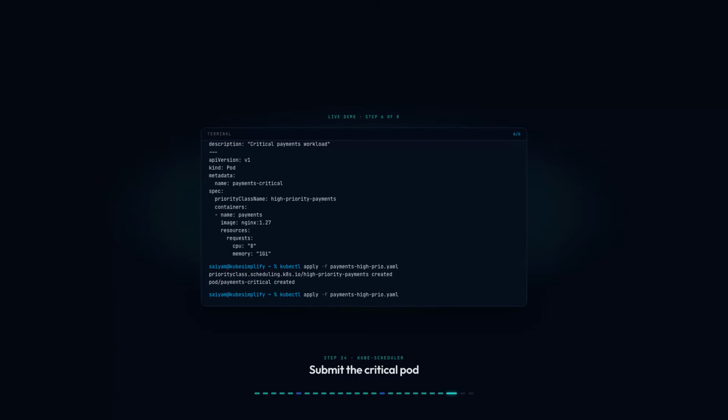So now the fun part, preemption. Let us apply this critical pod. The priority class and the pod both get created. But remember, worker 1 and worker 2 are already full. Worker 3 is tainted. So there is no room anywhere. Watch what happens.